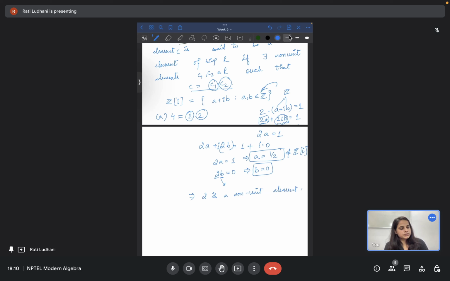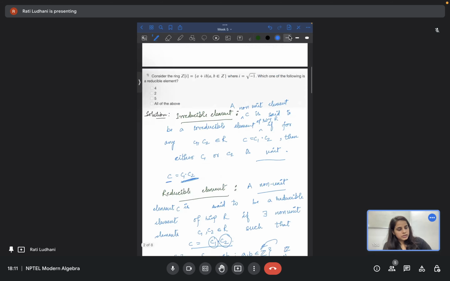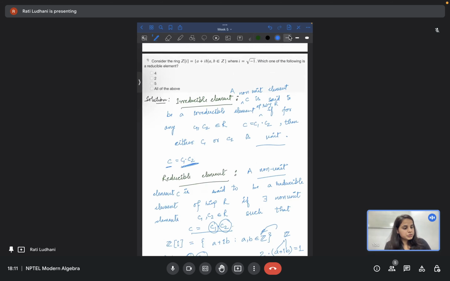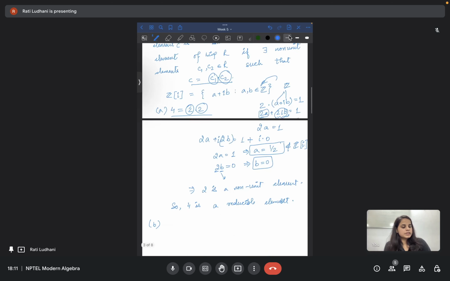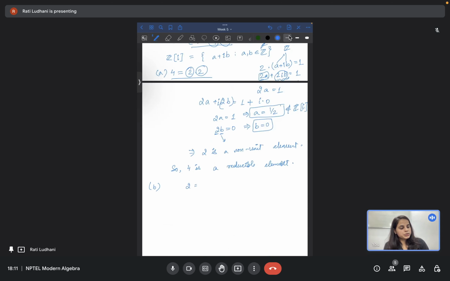So this works. So you can write 4 is equal to 2 into 2. So 4 is a reducible element, and not irreducible. Okay, let's see B. 2: 1 plus iota into 1 minus iota. Exactly. So 2 is equal to 1 plus iota and 1 minus iota.